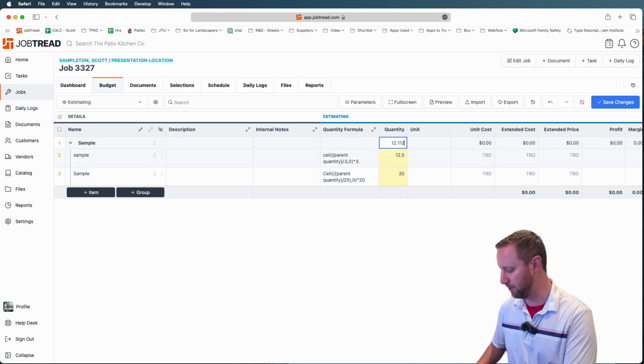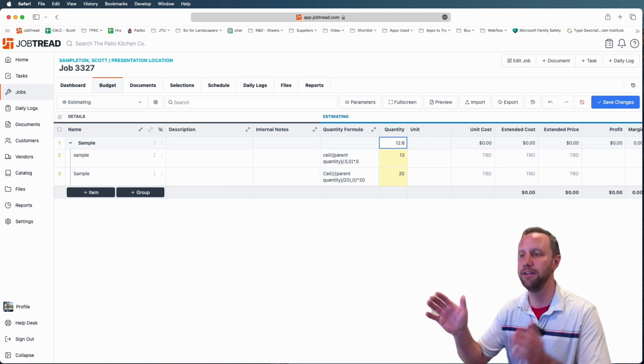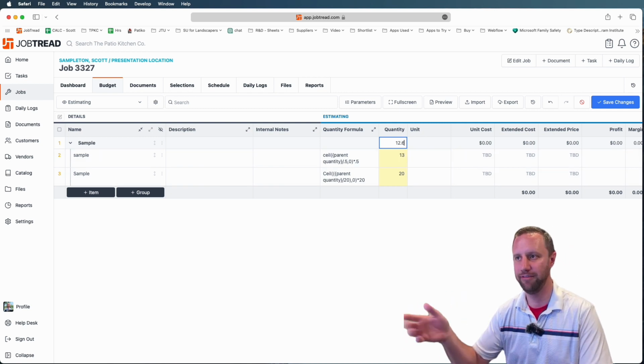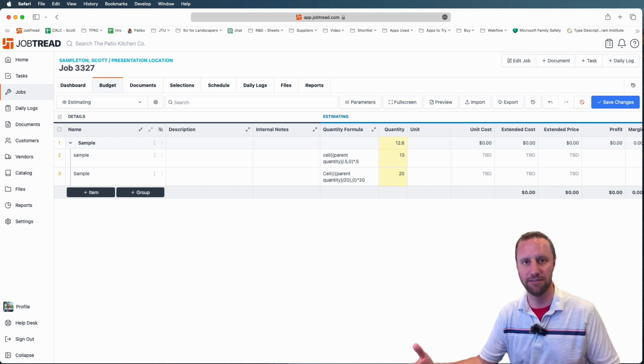But what happens if I put in 12.6? Oops, that's not it. 12.6. Now we're up to 13. So that's a way to round to the nearest half, say 0.5 of a quantity. And that's how you can build a formula to round by a specified increment.